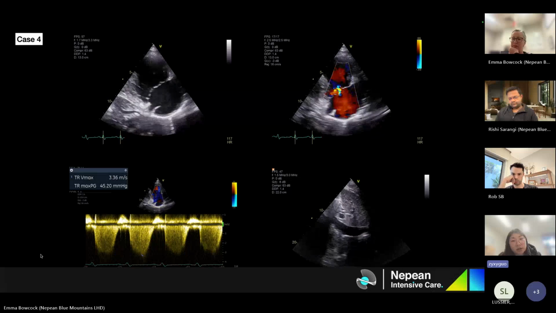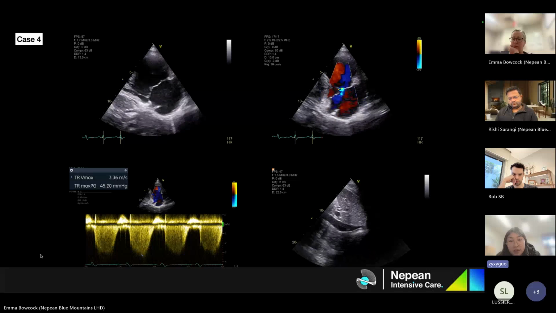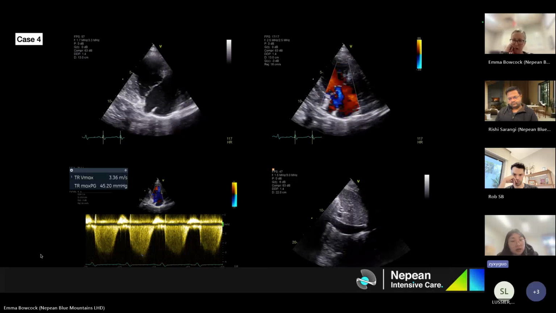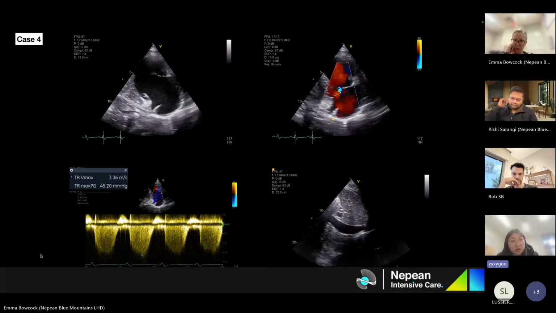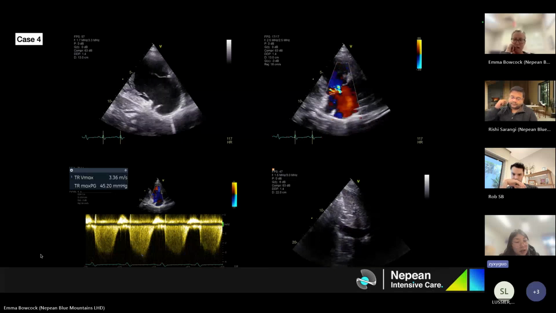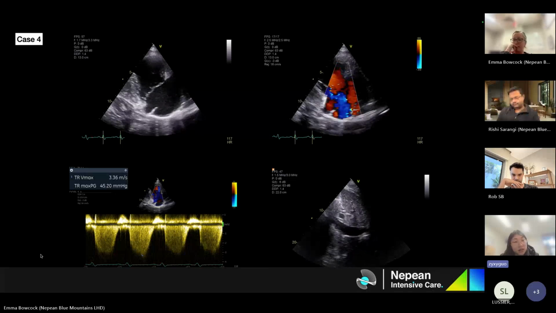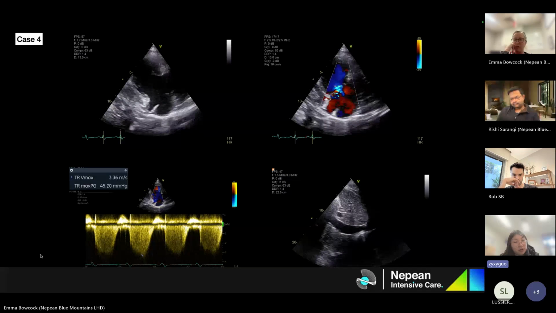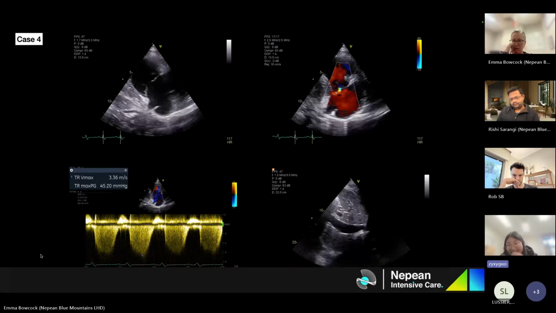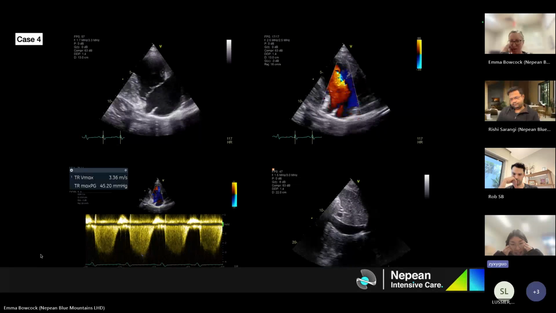Got a RV inflow view here, okay, with an eccentric jet of TR, which does have a pizza zone. It is an eccentric jet. I think there is also a functional component to it, looking at the coaptation distance. The TR jet is relatively well filled, although it is not as dense as forward flow. The peak gradient is 45, and the IVC is small. This is so confusing. There is respiratory variation and it is not massively distended.